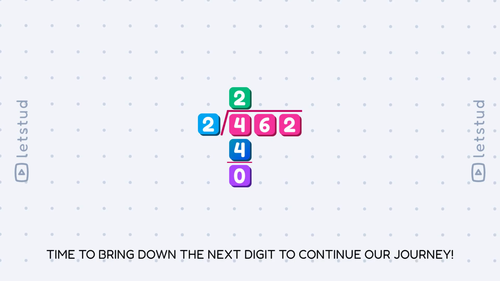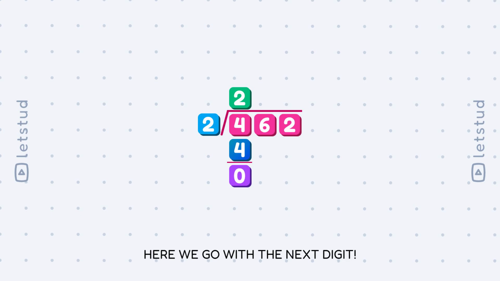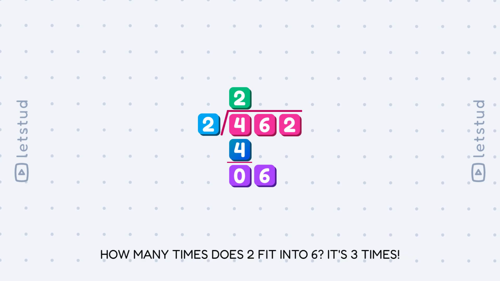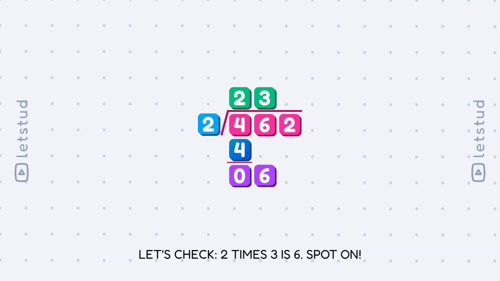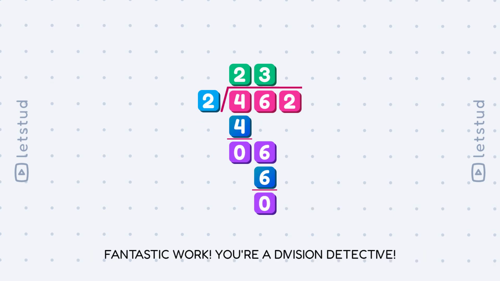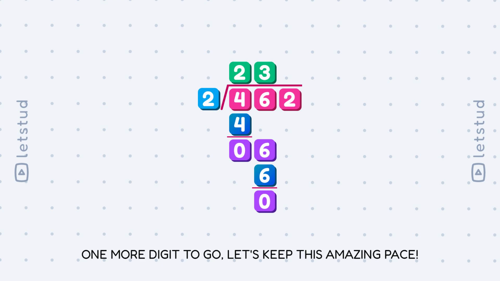Time to bring down the next digit to continue our journey. Here we go with the next digit. We bring down the 6, making our new number 6. How many times does 2 fit into 6? It's 3 times. Let's check. 2 times 3 is 6, spot on. Subtracting 6 from 6 gives us 0, another clear step. Fantastic work, you're a division detective. One more digit to go, let's keep this amazing pace.